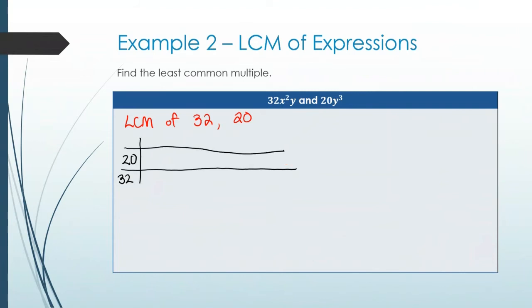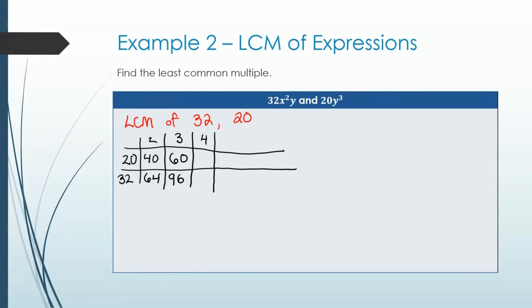I'm going to just skip multiplying by 1, because multiplying by 1, I know they're not in common. So I'm going to do times 2. 20 times 2 is 40, and 32 times 2 is 64. And then I'm going to do times 3. 20 times 3 is 60, and 32 times 3, according to my calculator, is 96.